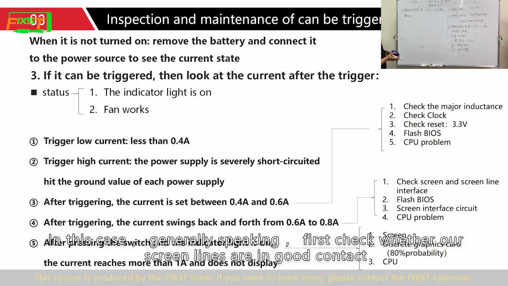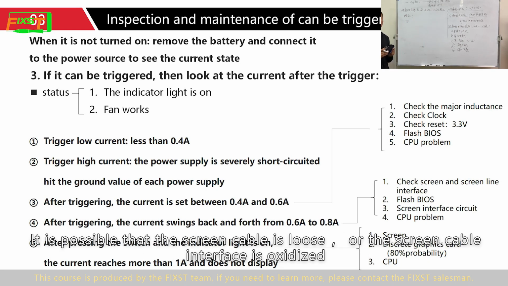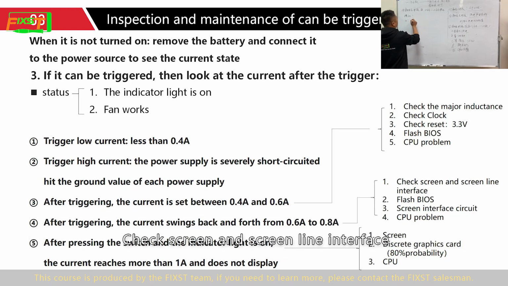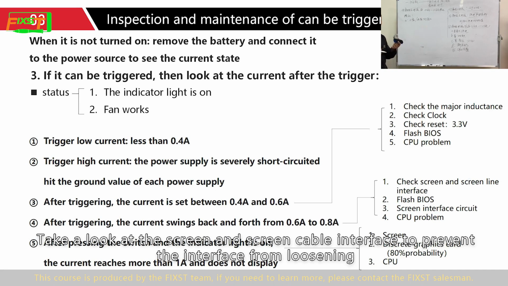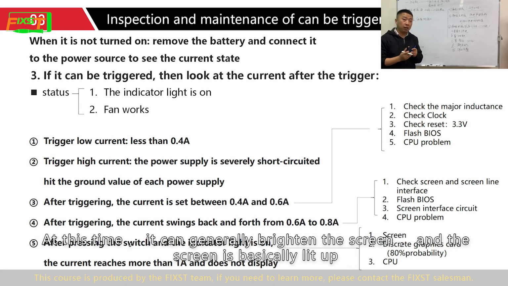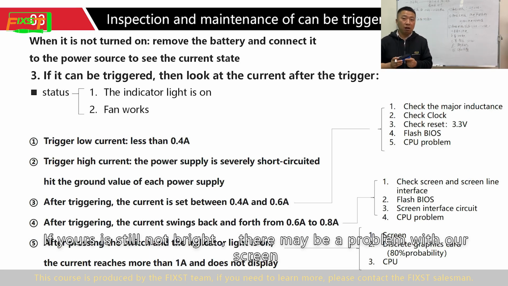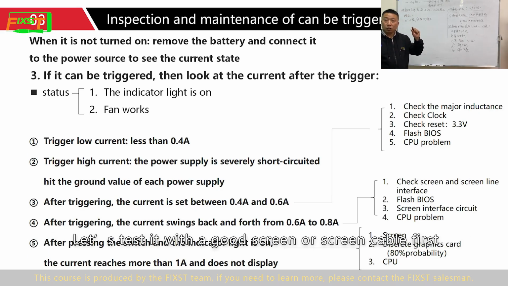In this case, generally speaking, first check whether our screen lights are in good contact. It is possible that the screen cable is loose or the screen cable interface is oxidized. Check the screen and screen interface. Take a look at the screen and the screen cable interface to prevent the interface from loosening. At this time, we can generally brighten the screen and the screen is basically lit up. If yours is still not bright, there may be a problem with the screen. Let's test it with a good screen and screen cable first.